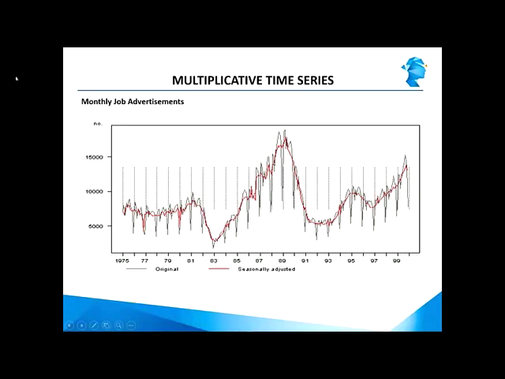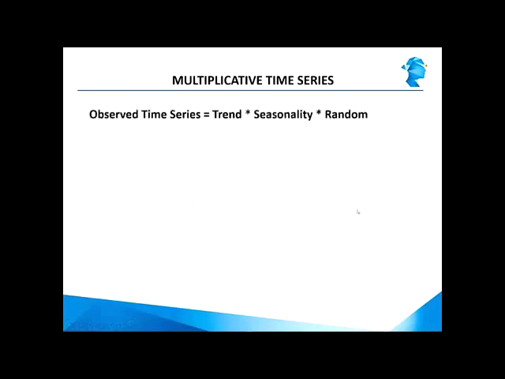The data in a multiplicative time series do not fluctuate the same way across time. And because of this, mathematically, the components of a multiplicative time series need to be multiplied. Well, as the name implies, this is a multiplicative time series. So the three components need to be multiplied to describe the observed time series.